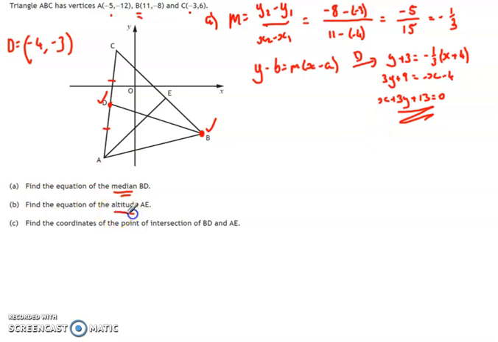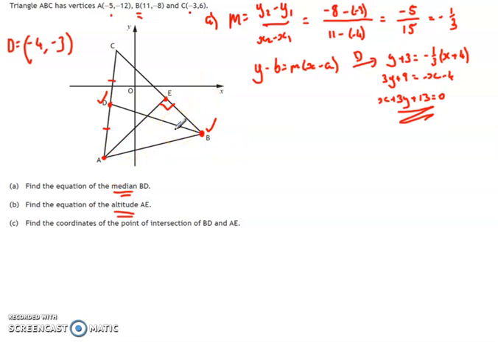Second part, part B, equation of the altitude of AE. Now remember, altitude refers to a line in a triangle that goes from a corner, so let's say this vertex here at A, to the side opposite it, where it would meet at this point E, but it creates a 90-degree angle between that line and the base of the triangle. So the two lines here, the CB and the AE, would be perpendicular to one another.